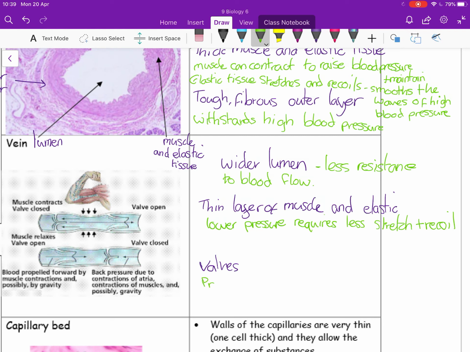Because of the lower pressure, there just doesn't need to be as much muscle and elastic tissue. There being less doesn't serve a function directly. It's just not necessary to have more.